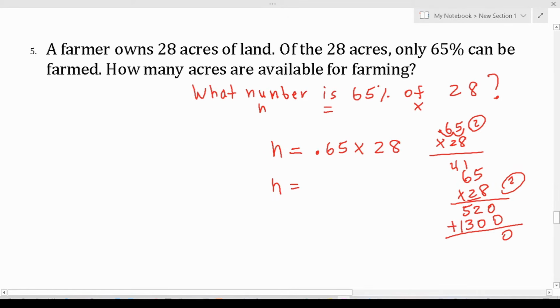0 plus 0 is 0. 2 plus 0 is 2. 5 plus 3 is 8. And 1 plus nothing is 1. Bring our 2 decimal places back in. So we can see that N in this case is 18.2. In other words, 18.2 acres of the 28 acres are available for farming.